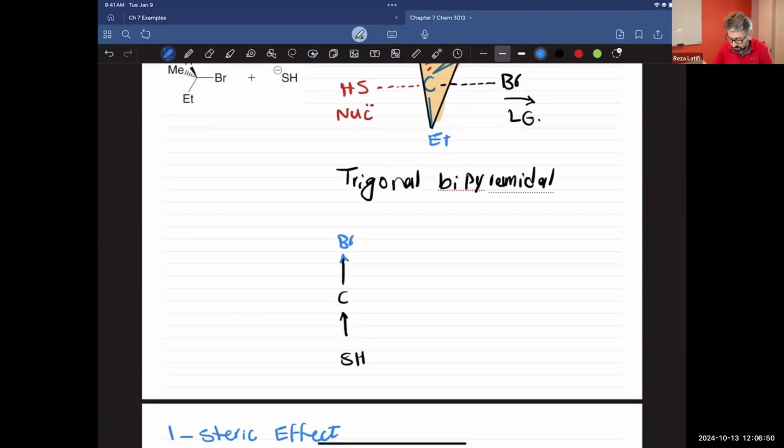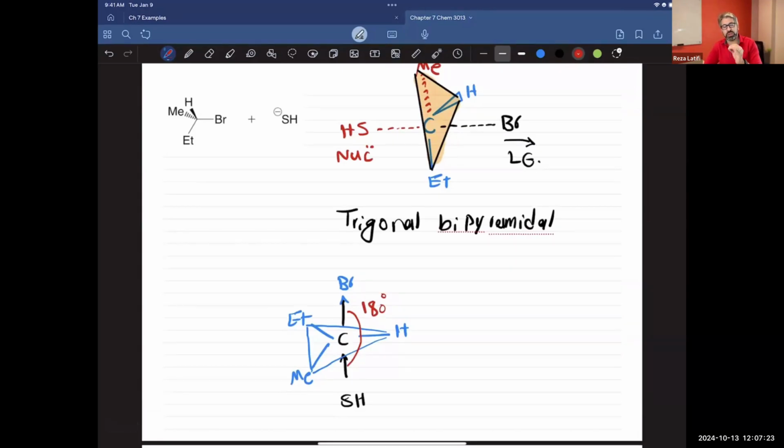And then what do I have here? I have three groups there. Let's say hydrogen, methyl, and the ethyl, for example. Those are forming a plane for me. And the bromide and SH are across from each other. I want to say this: the bond angle between the incoming nucleophile and the leaving group is 180 degrees. When you insert the nucleophile to the carbon, that's going to kick the halide or the leaving group out of the system, and it will also change the configuration of the stereo center. It will turn it from whatever it is to the opposite.